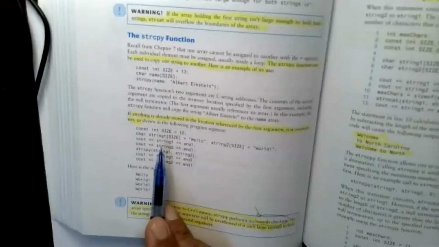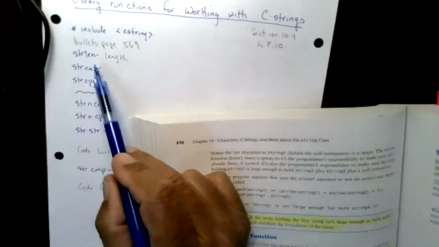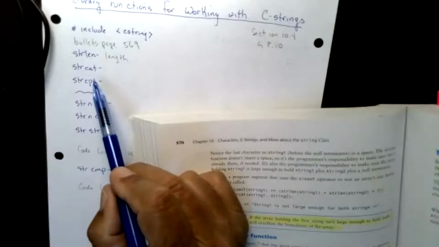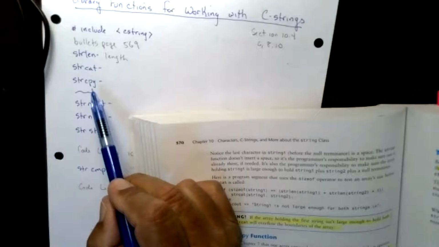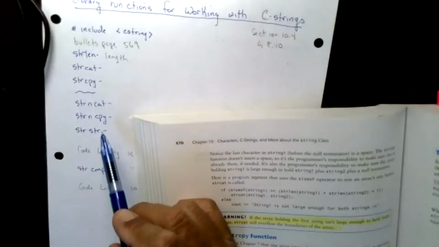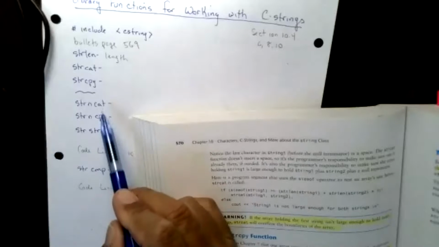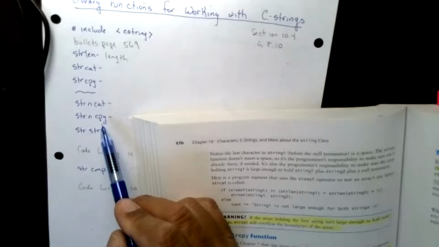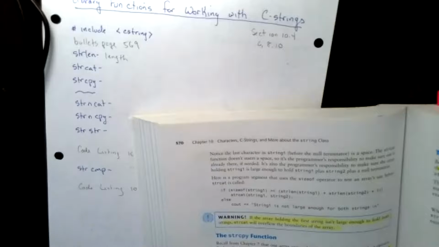So when I print out string 1, it was hello. String 2 was world. I copied it over. I copied world over. So now they are both, in fact, world. So I have a couple of basic functions: strlen, strcat, strcpy.